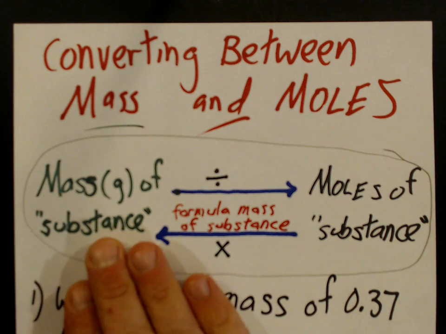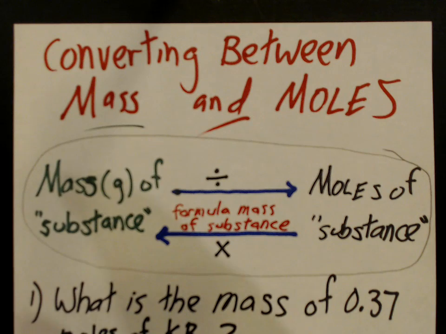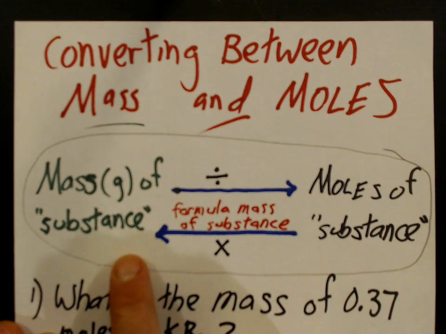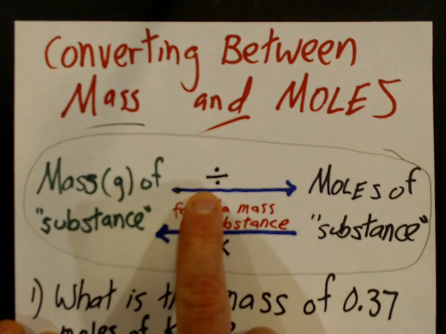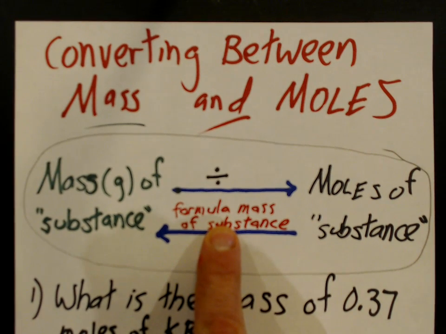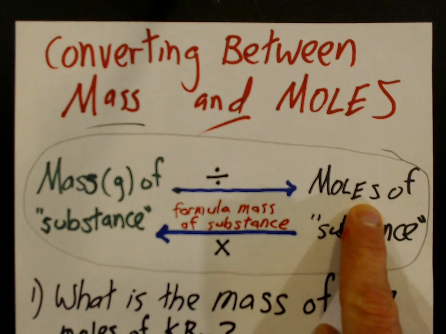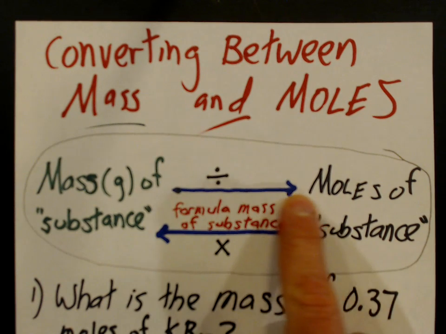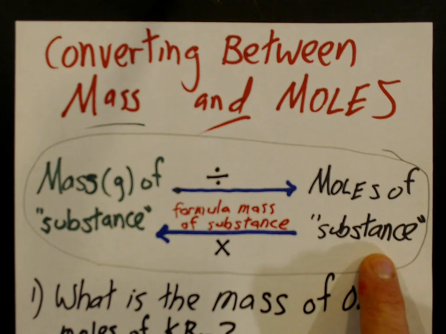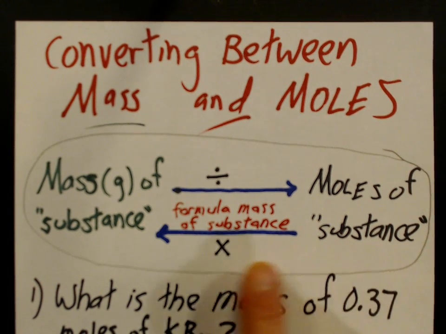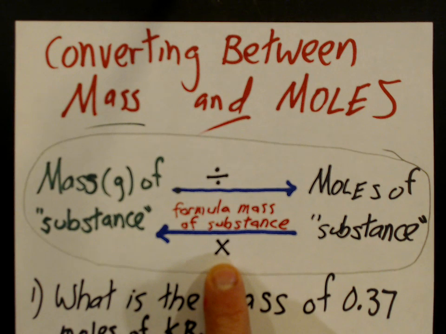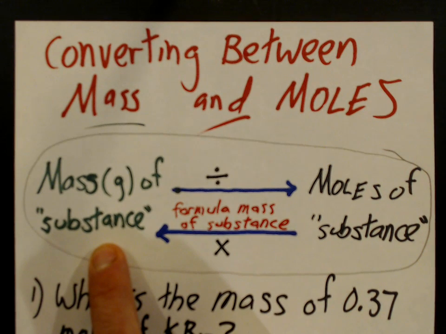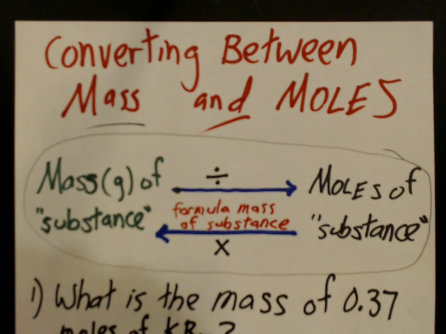So if you know the mass of a given sample, how do you determine how many moles that is? You divide that mass by the formula mass of the substance, and that will tell you the moles of the substance. See how the arrow goes? But what if you know the moles of a sample? Then how much would it weigh? Well, you would take that number of moles and multiply it by the formula mass of that substance. And there you go. It's actually quite simple.